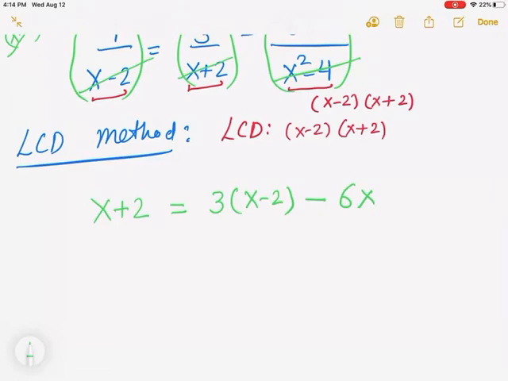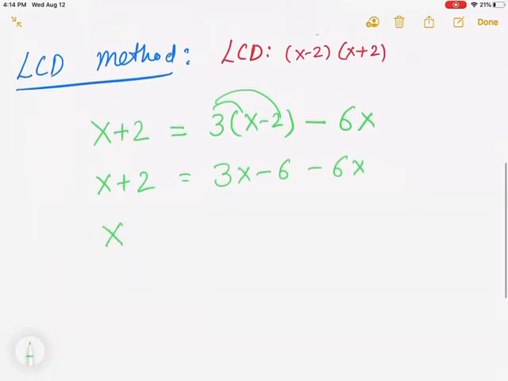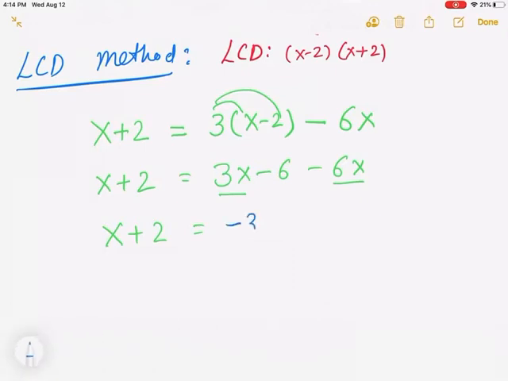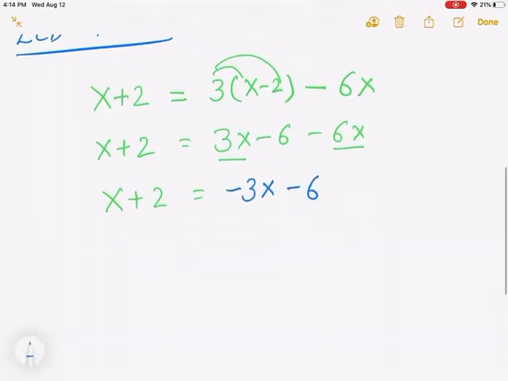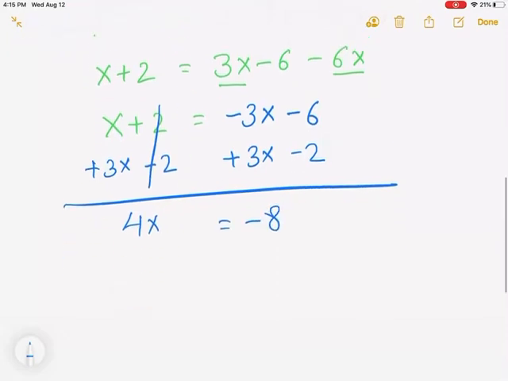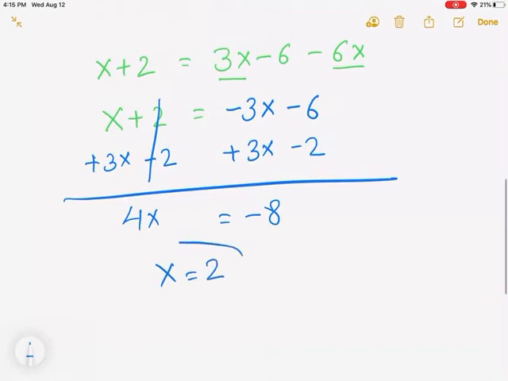So now you just have to distribute, combine like terms, and solve. So distribute: 3x minus 6 minus 6x. Combine like terms, I have x plus 2. So 3x minus 6x, the x terms are on the same side, so I would just follow the sign. So 3x minus 6x would be negative 3x minus 6. So I would add 3x to both sides. Why? Because it's easier to keep the variable on the left side and numbers on the other side. So this becomes 4x. The 2 is going to get canceled out. So this is negative 8, and x is equal to negative 2.